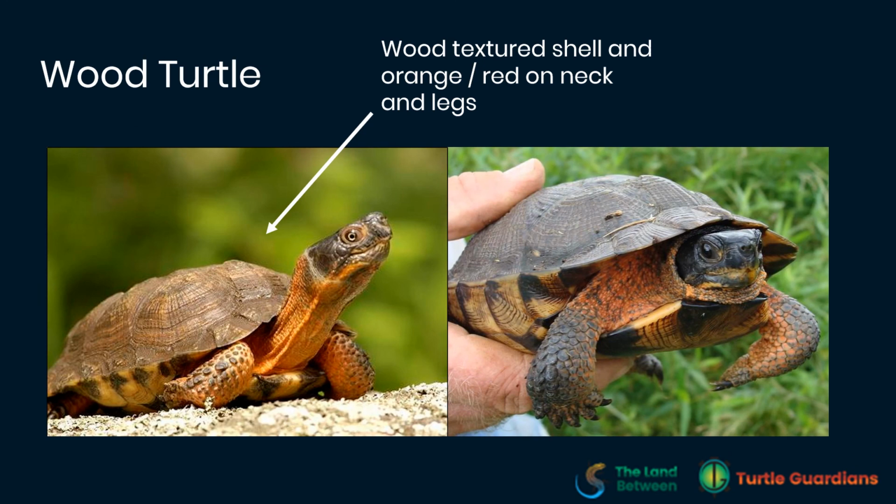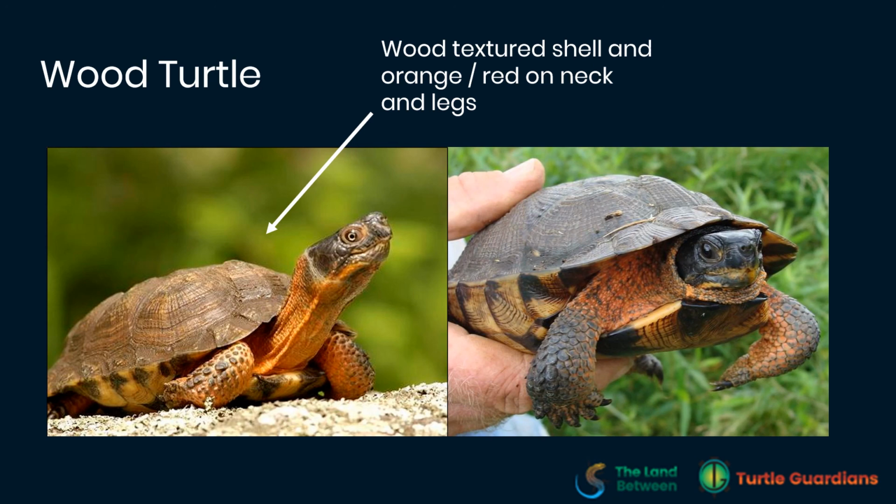So here we have, lastly, our most rare turtle species in the land between, this beautiful wood turtle. So this turtle is very, very rare because it's very endangered, unfortunately. They live along rivers. They will spend some time in these rivers, but mostly they're actually terrestrial. So they spend a lot of time on land. They can only eat on land. They do not eat in water.